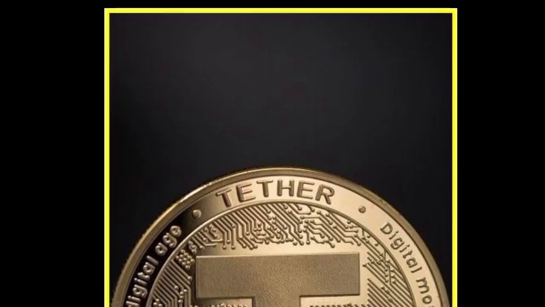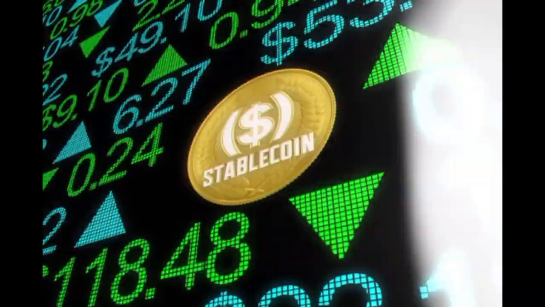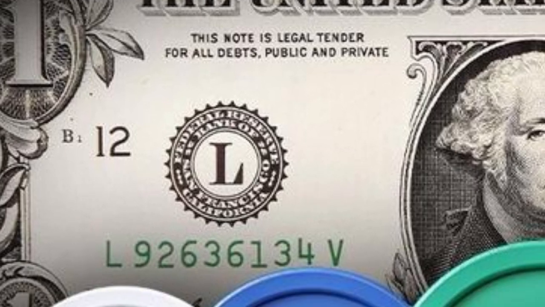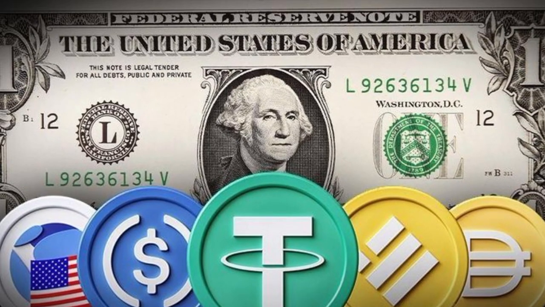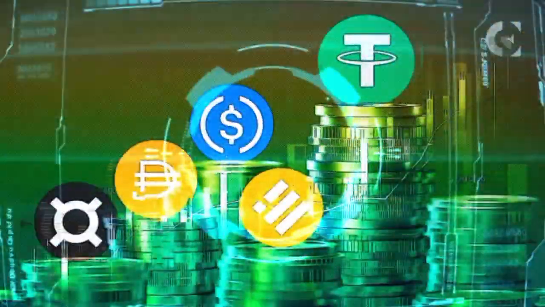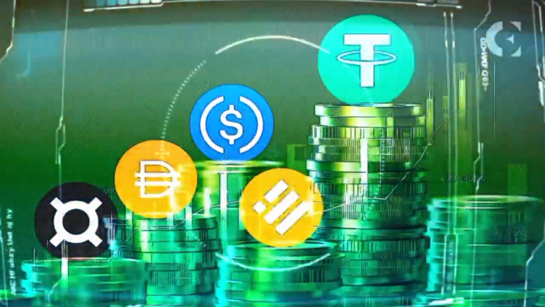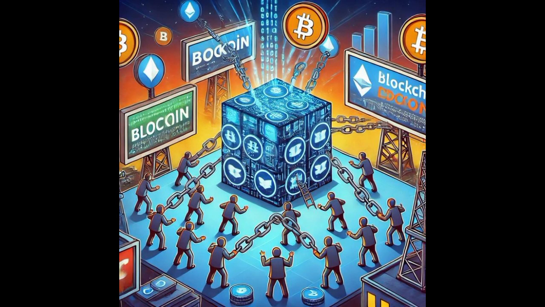The first major stablecoin, Tether, USDT, appeared around 2014. It promised that every token was backed by $1 held in reserve. Since then, others like USD Coin, USDC, and Binance USD, BUSD, have become some of the most traded digital assets in the world. Crypto is awesome, but the volatility is a problem.